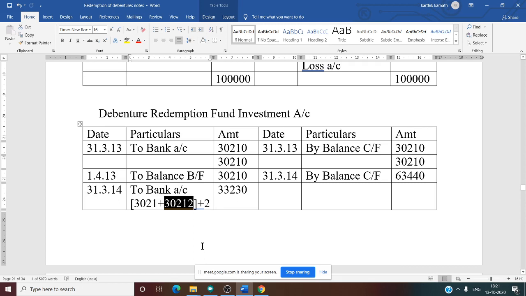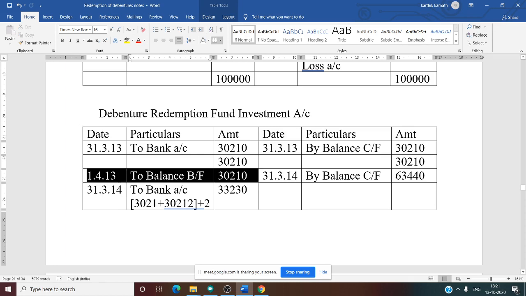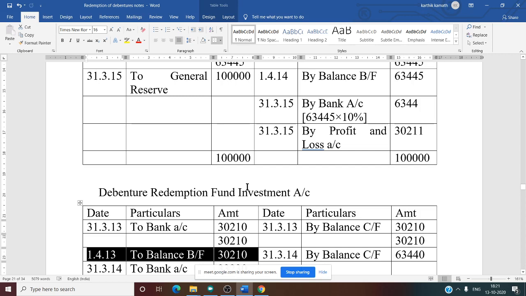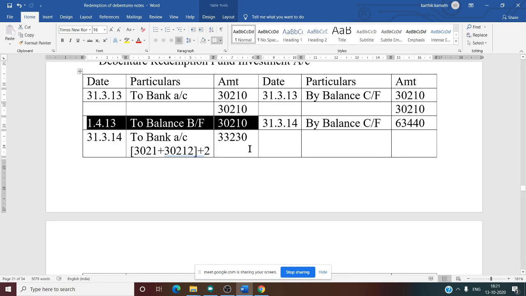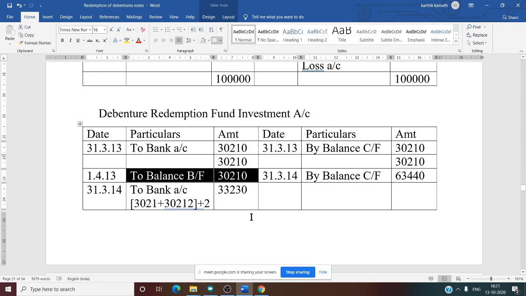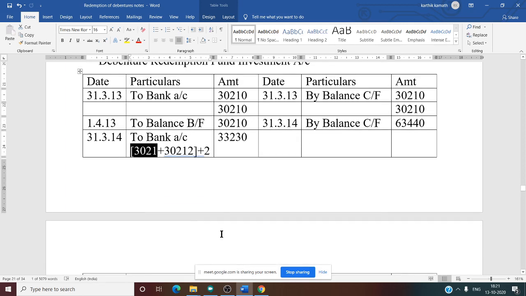Second thing we need to do interest calculation. In this case, I have already mentioned this, multiples of 10 only. In this case, what we are going to do? We need to calculate the interest on the opening balance of debenture redemption fund investment only. We cannot see the previous account in this case, because sometimes the amount may come different. That is why it is better to calculate on the opening balance of debenture redemption fund investment of that particular year. So in this year, this is our opening balance. You calculate, you will get one amount. Yes, that is 3021.